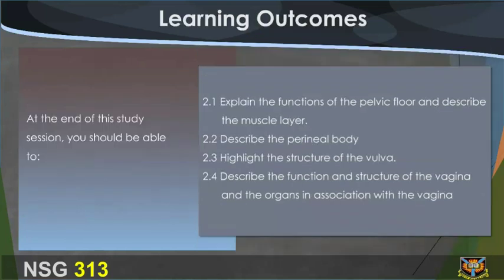Learning outcomes. At the end of this study section, you should be able to: 1. Explain the functions of the pelvic floor and describe the muscle layers. 2. Describe the perineal body. 3. Highlight the structure of the vulva. 4. Describe the function and structure of the vagina and the organs in association with the vagina.